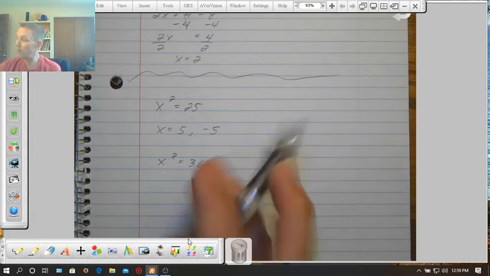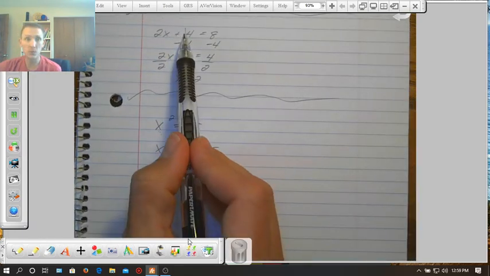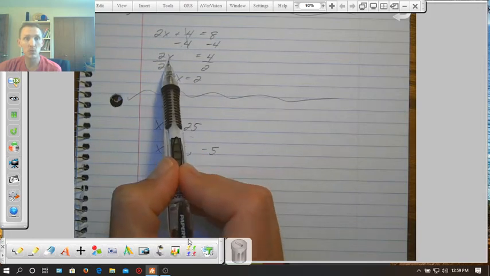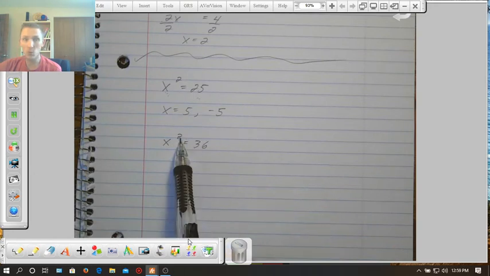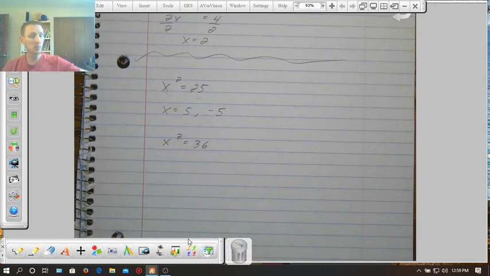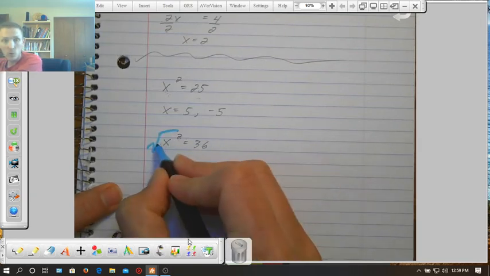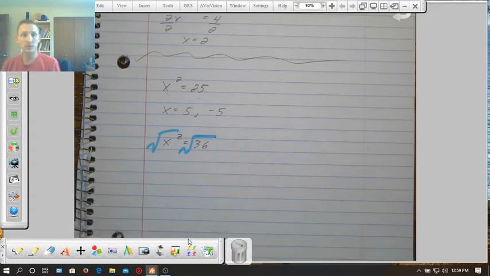So up above, the opposite of plus 4 was minus 4. The opposite of times by 2 is divide by 2. Well, the opposite of squared is going to be to square root. Now whatever I do to one side of the equals, I have to do to the other.